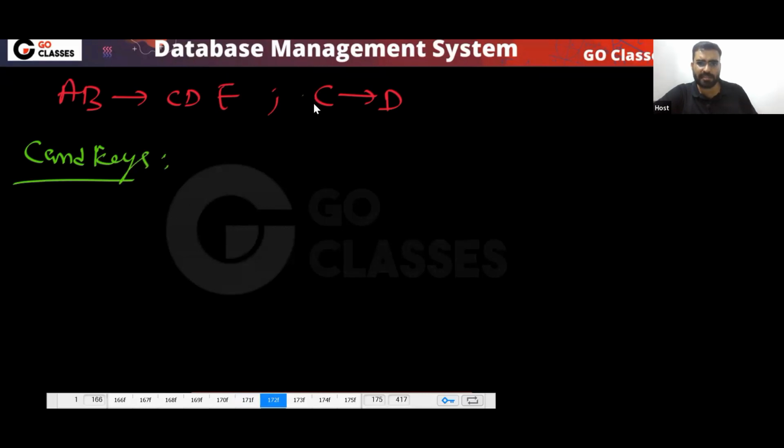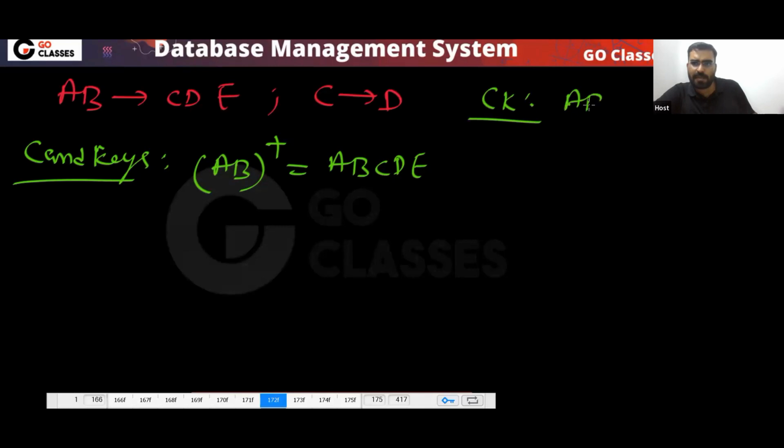Find what are the candidate keys. You can notice AB is not anywhere on the RHS, so the only candidate key is AB. So what are the prime attributes? Prime attributes are A, B.